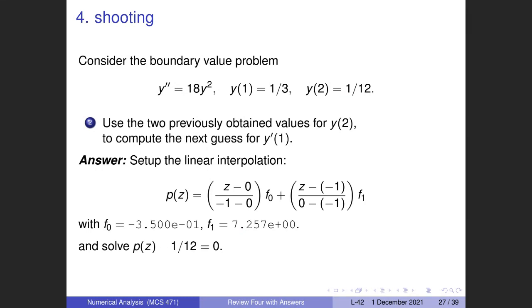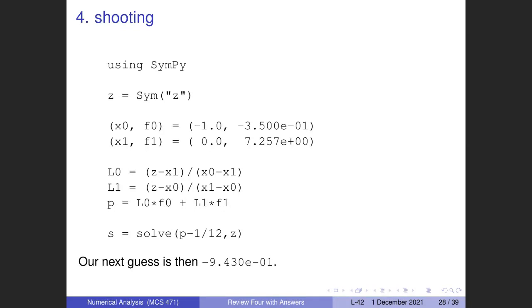So it's important that we are going to solve not for 0. In some sense, we are looking for a root, but it's a root of the interpolating polynomial minus the target value. So the target value that we want to obtain when we shoot is 1/12. And the solution here will actually give us the next value for the next guess. We can do this with Lagrange and with SymPy. And you see, we wanted to find the next guess.